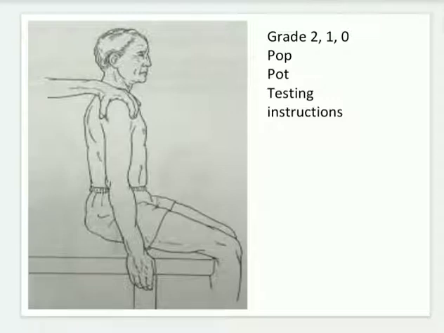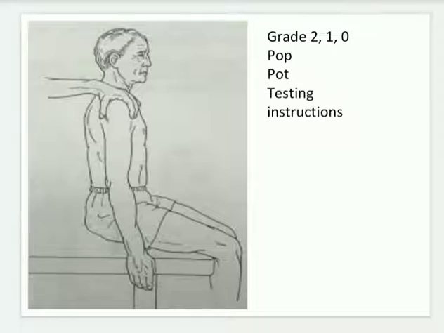And grade 2, 1 and 0, as you are seeing in the picture: short sitting, therapist standing, and he will place the hand on the shoulder level. It means it is only for the palpable contraction. Grade 1 is a flicker of contraction, and 0 is no contraction.